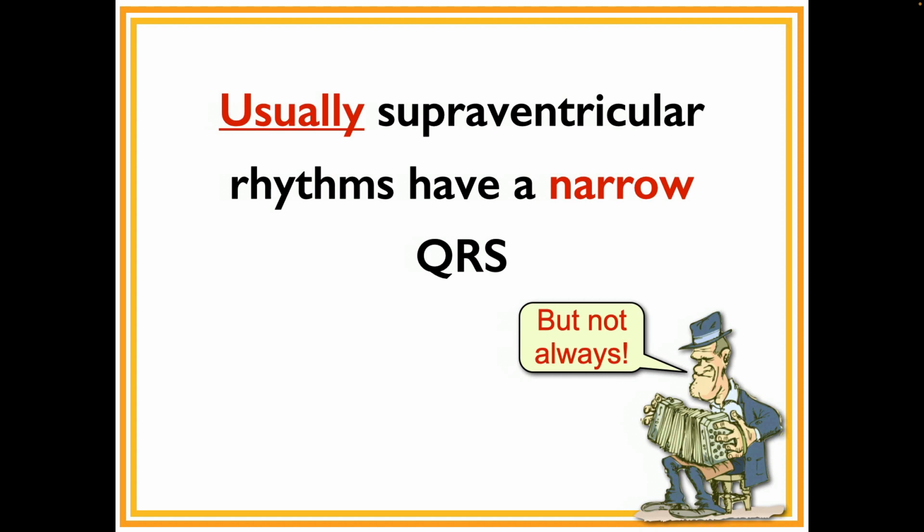Kyle, can you remind us, first of all, what does supraventricular mean and what are the supraventricular rhythms? Supraventricular is paced anywhere above the ventricles. And what are the supraventricular rhythms? Sinus, atrial, and junctional. Correct. So another way to say this is that usually, but not always, unfortunately, sinus rhythms usually have a narrow QRS. Atrial rhythms usually have a narrow QRS. And junctional rhythms usually have a narrow QRS.